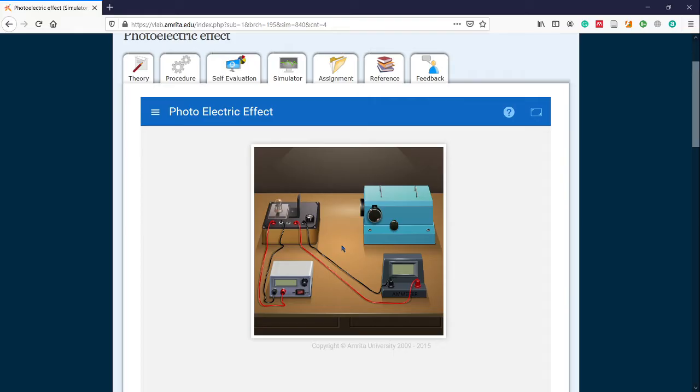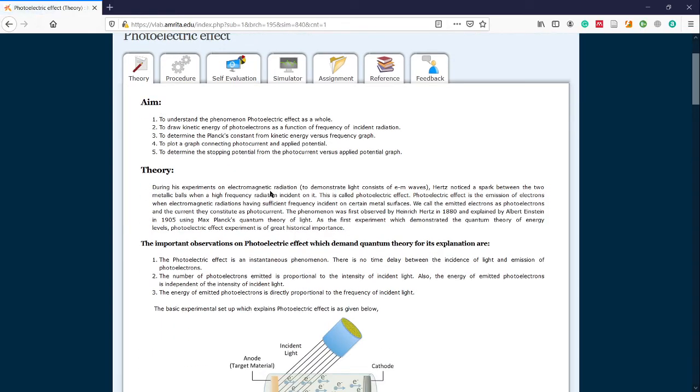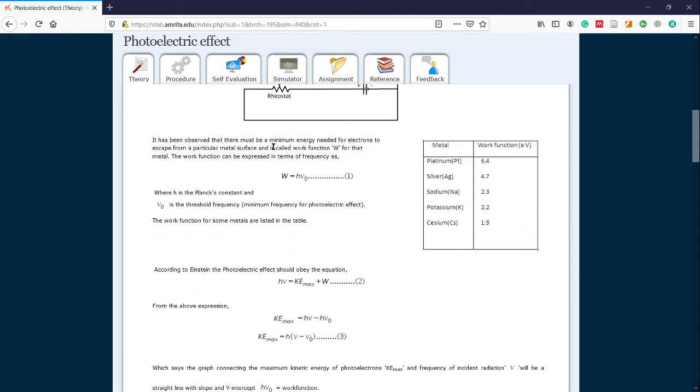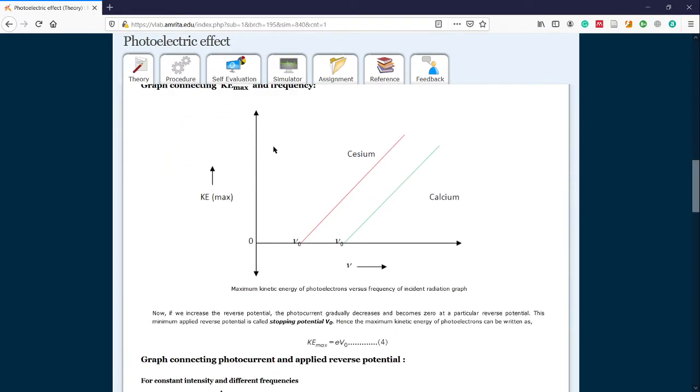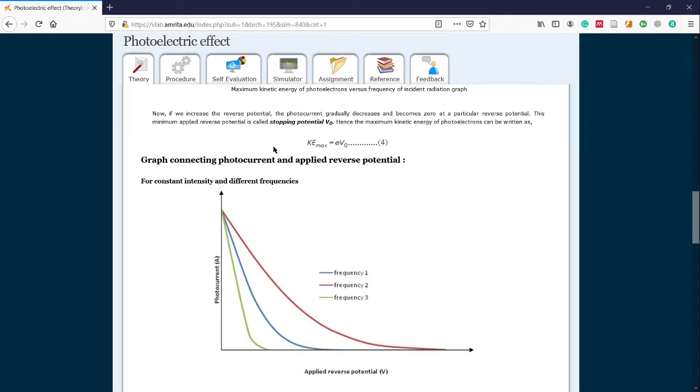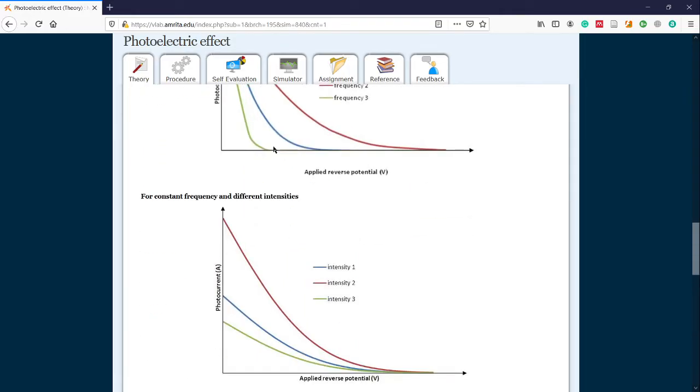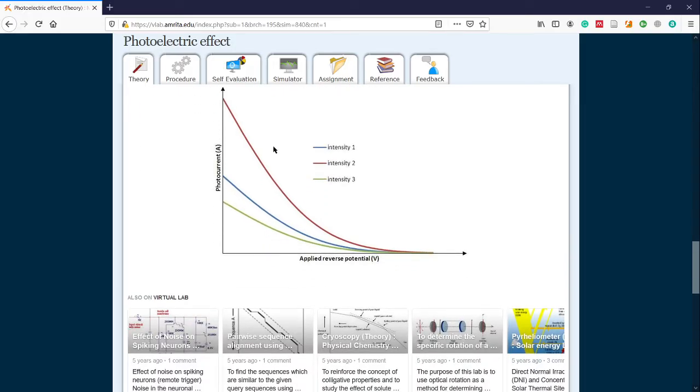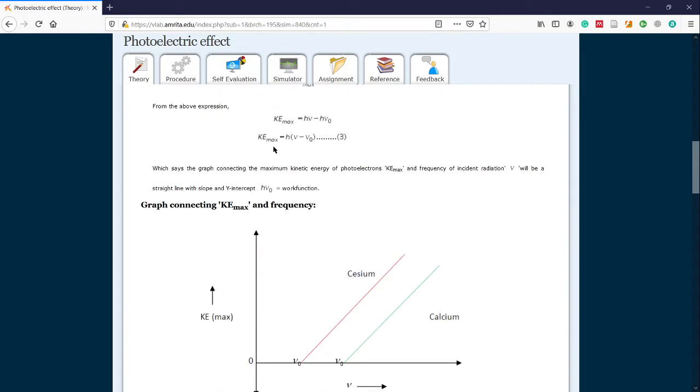The threshold voltage in this case will be a reverse voltage, so we will discuss that later. Let's go through the theory first. In the theory part, you can see the aim, theory, the important observations in the photoelectric effect, and the calculations along with the graphs. Graphs connecting photocurrent and the applied reverse potential for constant frequency and different intensity are also given.